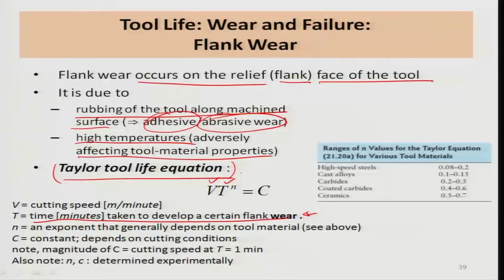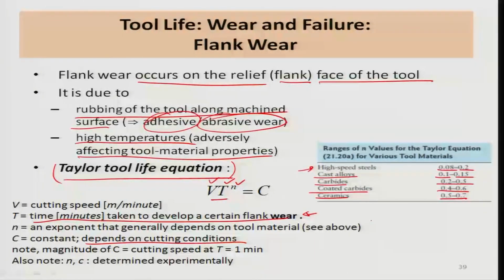So, as per the Taylor's tool life equation, V t to the power of n is equal to a constant c. It depends on really the cutting conditions, and if you look at some of the ranges of this exponent n in case of Taylor's equation for the various tool materials. So, for high speed tools, steel tools for example, the n varies between 0.08 to 0.2. For cast alloys it varies between 0.1 to 0.15. Carbides it varies between 0.2 to 0.5. Coated carbides 0.4 to 0.6. Ceramics 0.5 to 0.7.